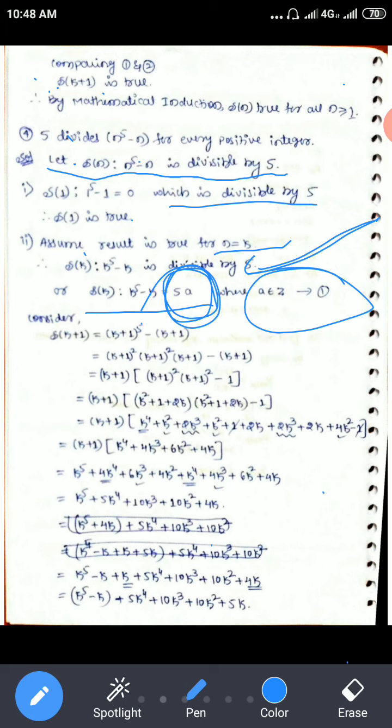So next I have proved n equal to 1. I assumed n equal to k. Next I'll take the result is true for k plus 1. I have to prove it. So what I will do is that wherever k is there, replace with k plus 1. (k+1) raised to 5 minus (k+1).